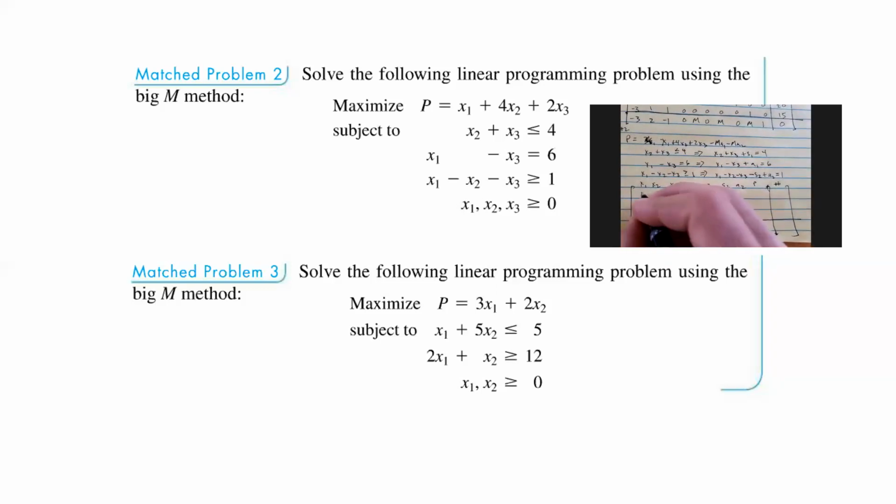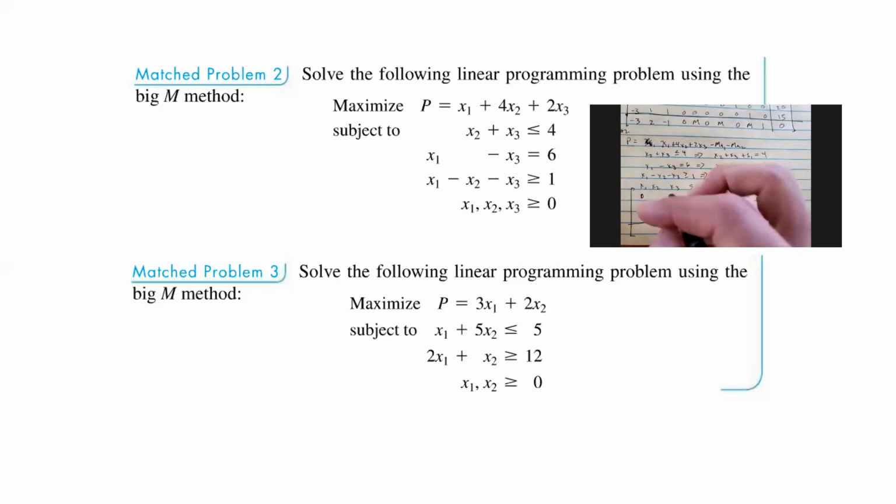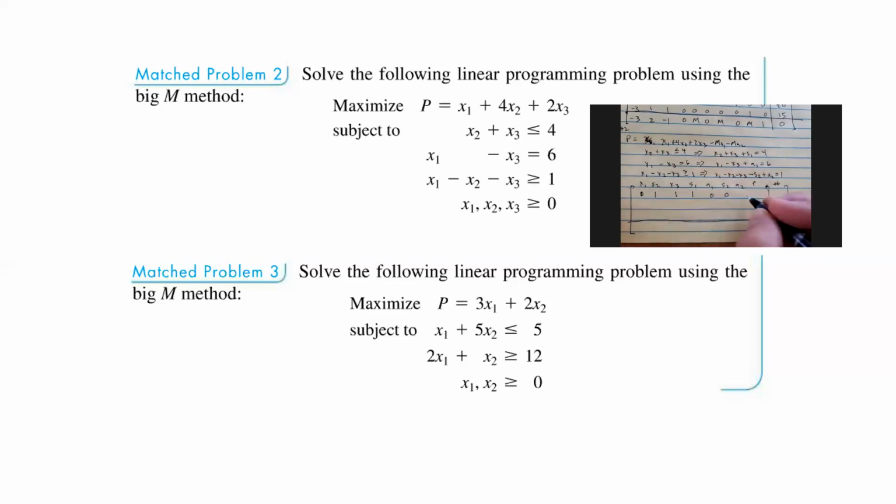So let's fill in all those details. We have 0 actually, because there's no x1 in that first one. Then we have 1, 1, 1, 0, 0, 0, 0, and 4. And then we'll have 1, 0, negative 1, 0, 1, 0, 0, 0, and 6. And then down here we'll have 1, negative 1, negative 1, 0, 0, negative 1, 1, 0, and finally 1.